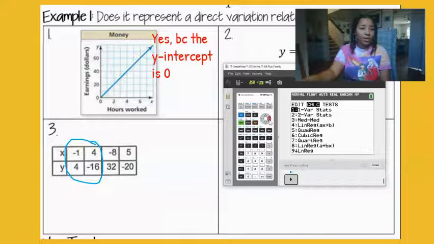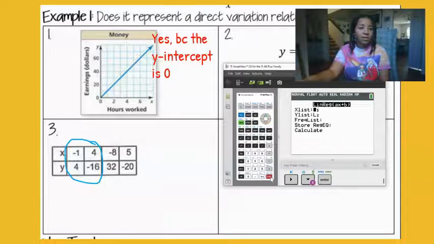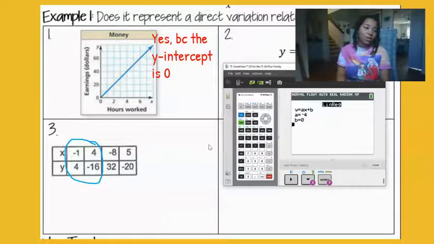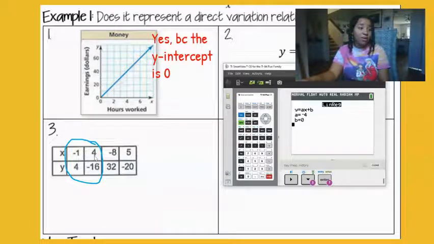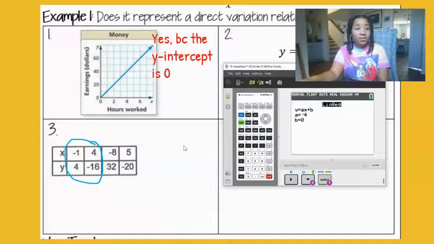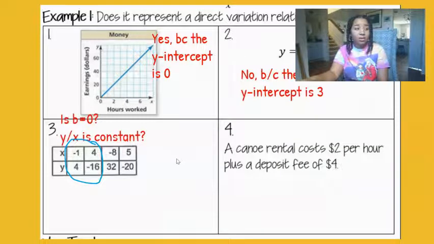Now I'm going to press stop. I'm going to go over to calc. I'm going to go to 4, LinReg ax plus b. I'm going to press enter, then press enter till I get to another screen. Ooh, this is proportional. You could have also done another different thing, like, hey, I know this is increasing up by 4, you could subtract 4, it would be 0, but this is easier. So the y-intercept is 0, so this is going to be proportional because b is 0.